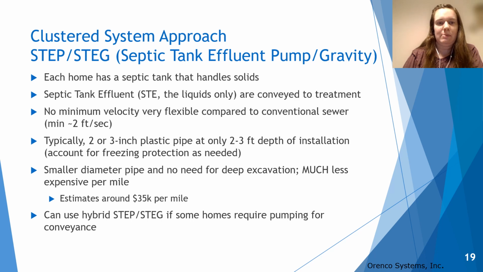They have strict requirements about what velocities must be maintained, and that's through the steepness or the slope of the pipe. For STEP or STEG systems, it's typically a 2 to 3 inch pipe that's only about 2 to 3 feet deep below ground. You may have to account for freezing, but in Alabama we won't have to do that. The smaller diameter pipes allow for there not to be the same deep excavation, so it only costs about $35,000 per mile to install these.